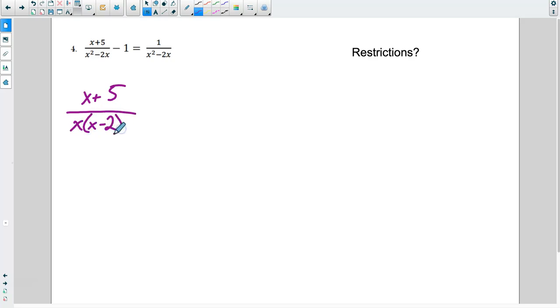And you also want to do this because this helps me find my restrictions. If I want to find my restriction, the first thing I'm going to do is factor that. So like you have to do it either way. Now I got a minus 1 over 1. And then I got 1 over, and same thing, so it's just x and x minus 2.